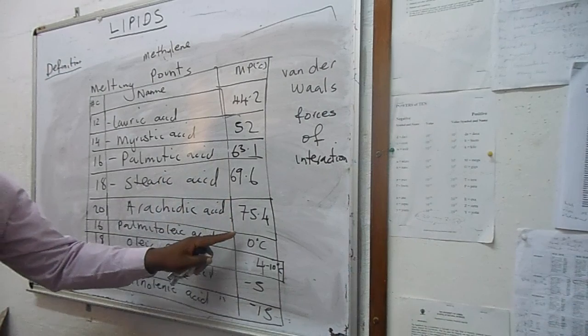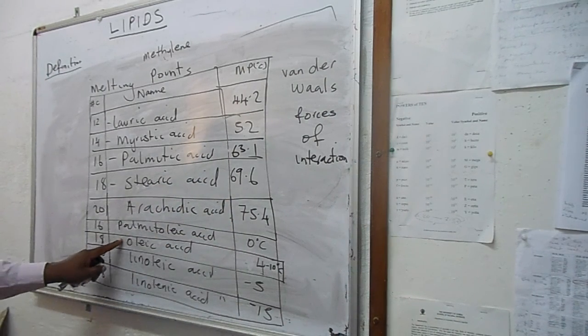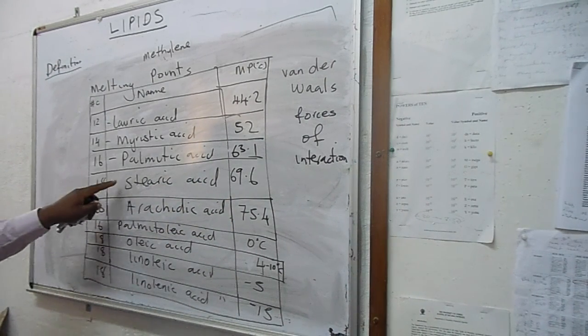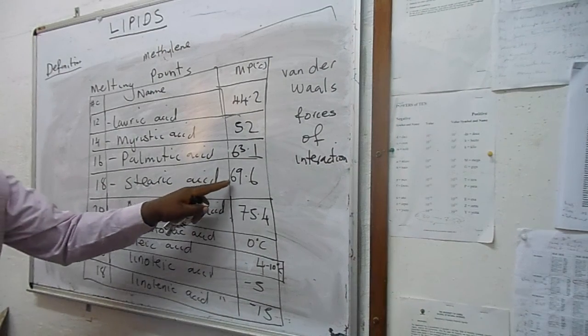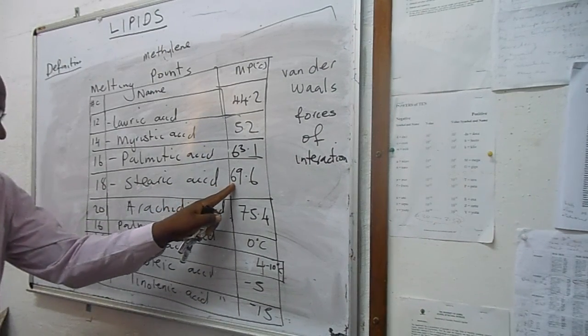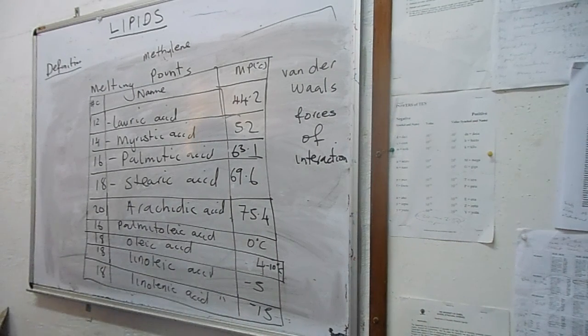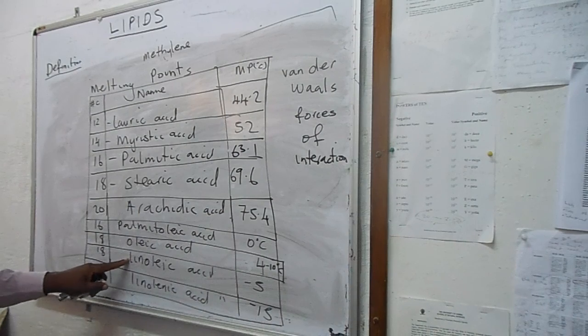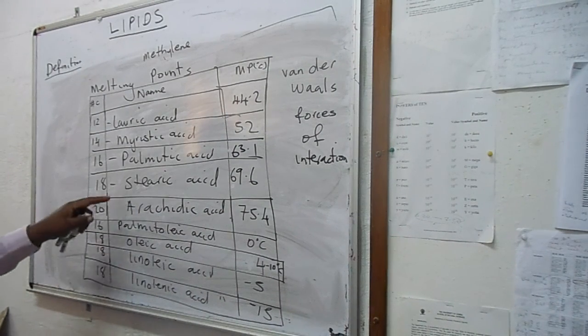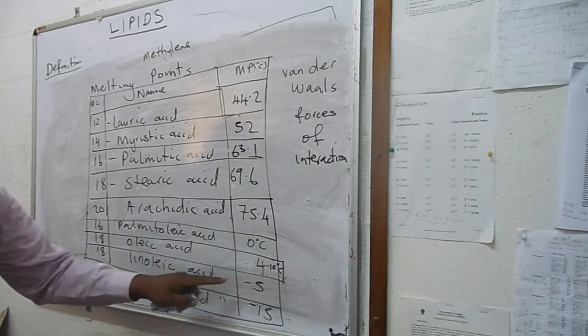It has reduced. Look at oleic acid. It has the same number of carbons as stearic acid. Stearic acid has a melting point of 69. Oleic acid has 4 to 10 degrees Celsius. It has extensively dropped. Look at linoleic acid. Same number of carbons as stearic acid. Look at the melting point.